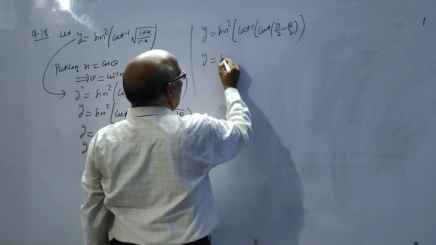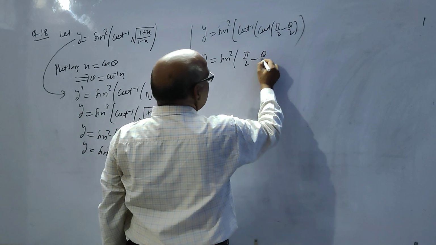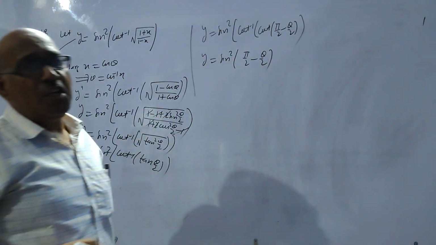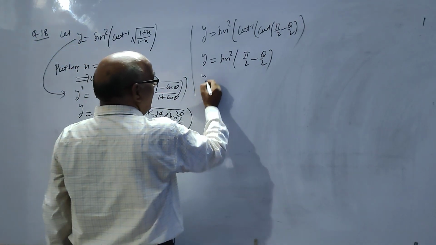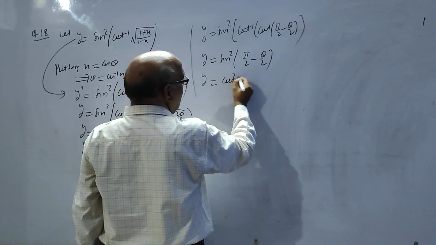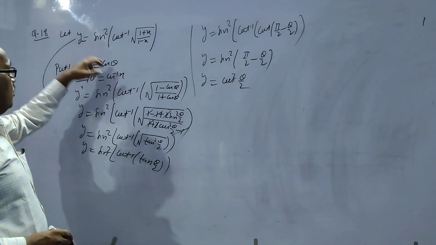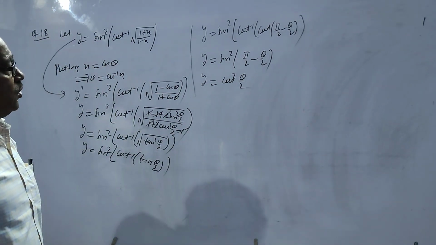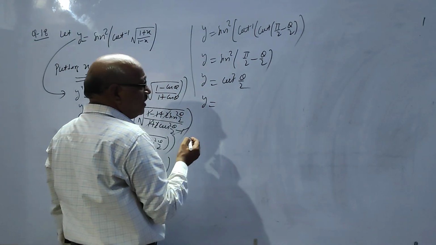So y is equal to sine square of pi by 2 minus theta by 2, and you know sine of pi by 2 minus theta is equal to cos theta. So we can say y is equal to cos square theta by 2. Now here you have the value of cos theta is equal to x. So how will we simplify theta? Now y is equal to cos square theta by 2.